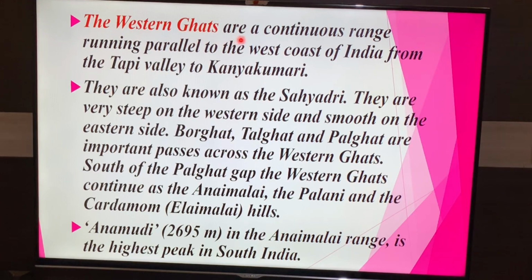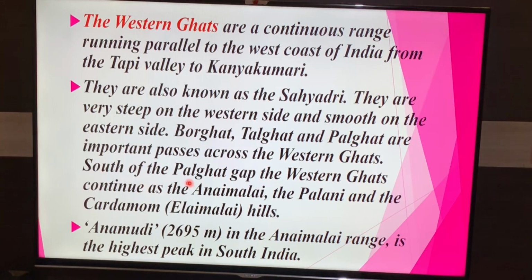The Western Ghats are a continuous range running parallel to the west coast of India from the Tapti Valley to Kanyakumari. They are also known as Sahyadri. They are steep on the west side and smooth on the eastern side. Borghat, Talghat and Palghat are the important passes across the Western Ghats.